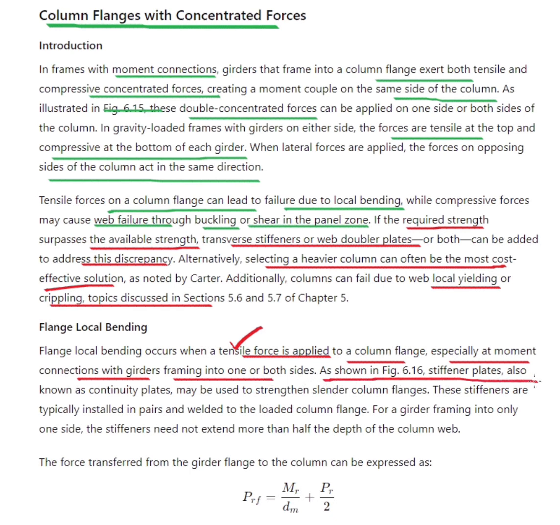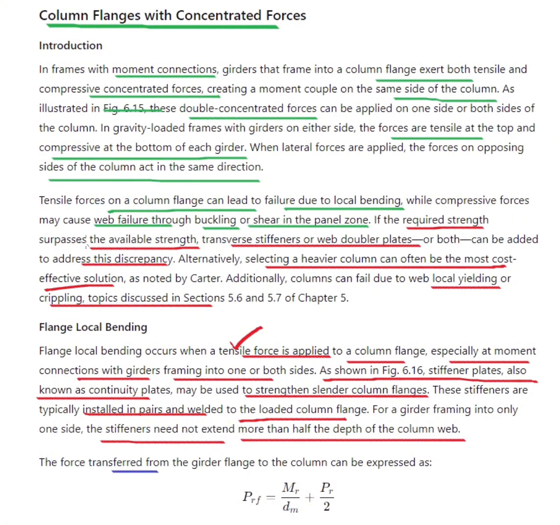As shown in this figure, stiffener plates, also known as continuity plates, may be used to strengthen slender column flanges. These stiffeners are typically installed in pairs and welded to the loaded column flange. For a girder framing into only one side, the stiffeners need not extend more than half the depth of the beam. If it is only coming from one side, there is no need to extend it.